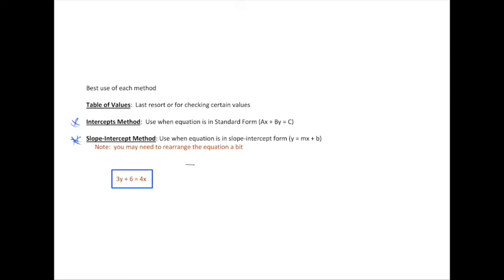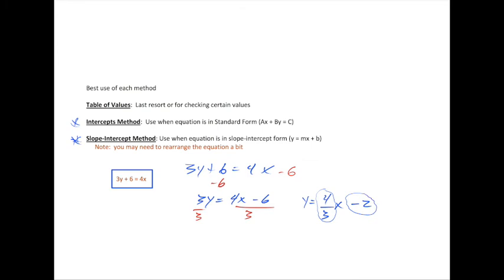So in this case, I just need to solve this for y. How would I do that? I would subtract 6 from both sides. So then I have 3y equals 4x minus 6. Then divide both sides by 3. And I would have y equals 4/3 x minus 6 over 3, which reduces to 2. And now you can see you've got your slope of 4/3 and your y-intercept of negative 2.